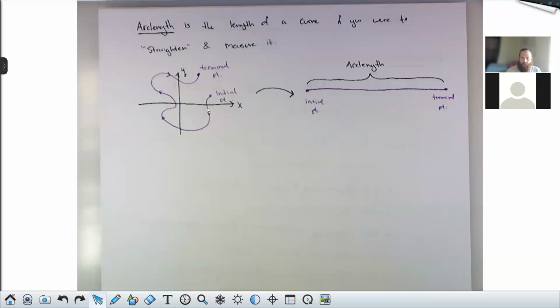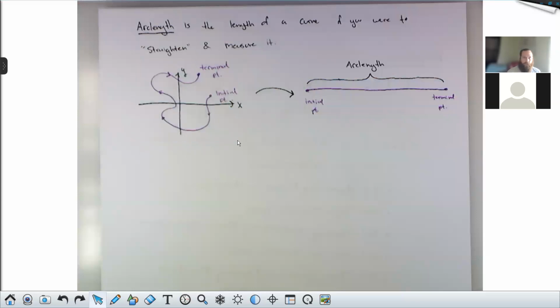As you might imagine, there's a lot of magic here. There's a lot of really cool mathematics that goes into this straightening out process. It's not a simple thing. And in practice, we're never going to actually look at the straightened out curve. We're going to have a recipe, a formula that depends on geometry to calculate the arc length straight from this picture.